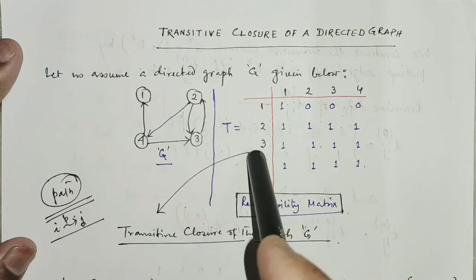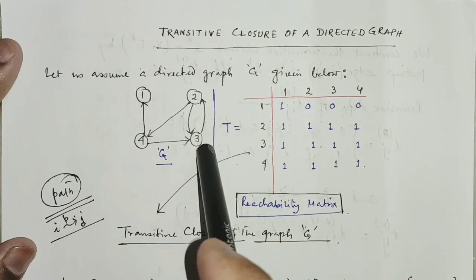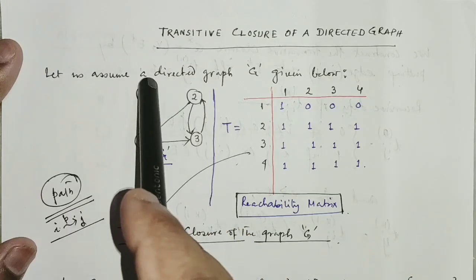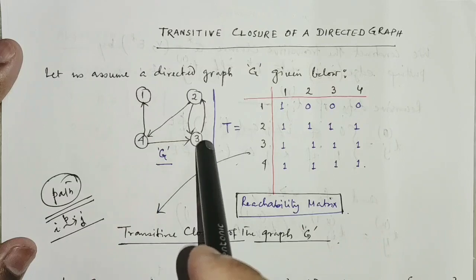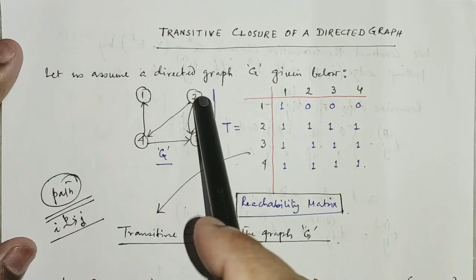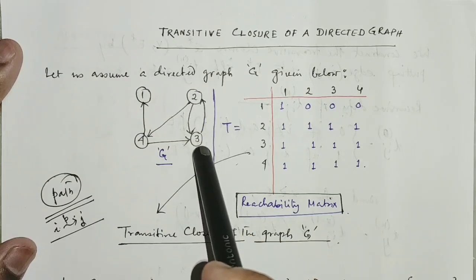So now considering row 3. 3 to 1, yes, you may go from 3 to 2, 2 to 4, then 4 to 1. So anyhow you can reach from 3 to 1. So that's why this entry is 1. Then 3 to 2, you can easily reach from 3 to 2. There is a direction, fine.